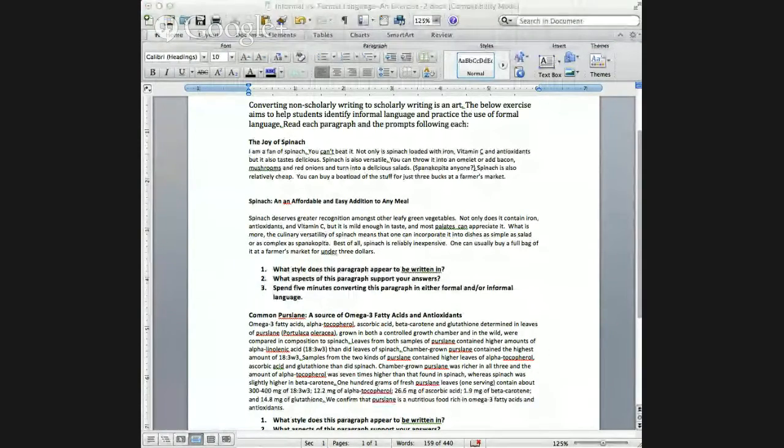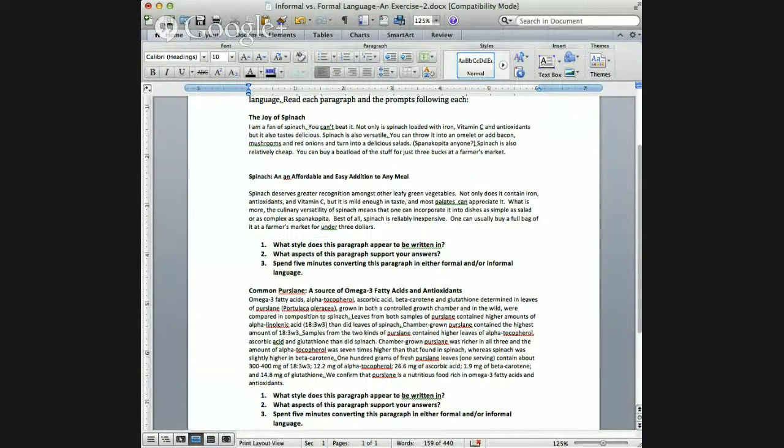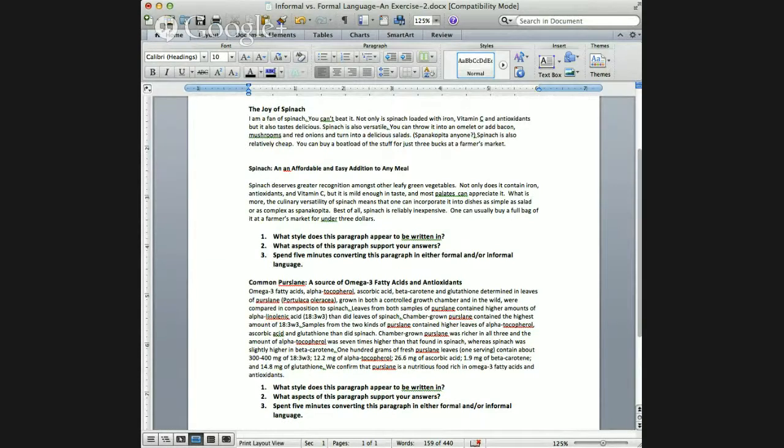So, spinach, an affordable and easy addition to any meal. Spinach deserves greater recognition amongst other leafy green vegetables. Not only does it contain iron, antioxidants, and vitamin C, but it is mild enough in taste, and most palates can appreciate it. What is more, the culinary versatility of spinach means that one can incorporate it into dishes as simple as salad or as complex as spanakopita. Best of all, spinach is reliably inexpensive. One can usually buy a full bag of it at a farmer's market for under $3.